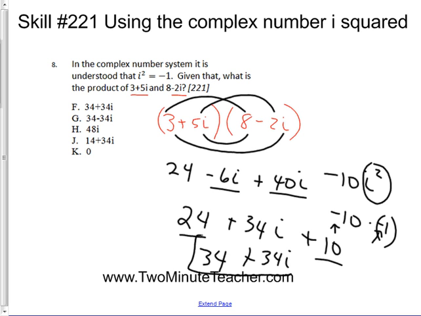Now it's better to have that i at the end because that's how you write complex numbers, with your real part first and your imaginary part second. So there is your answer, and that was that one. And basically it boils down to you can treat i just like a variable, but when you get an i squared, it equals -1. That's all I have for you on that one.